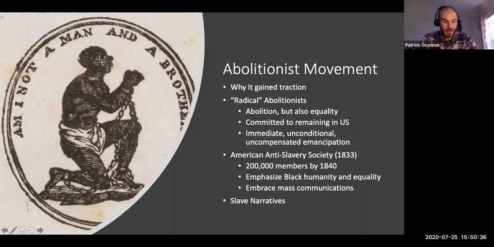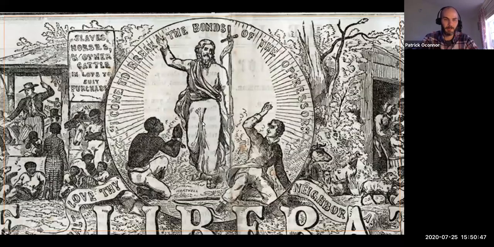In the 1830s, they begin publishing and organizing. The first issue of their newspaper, The Liberator, was published in 1831. Here's a little zoom in on the masthead of The Liberator, which has this really powerful artwork that represents some of their strongest criticisms of slavery.